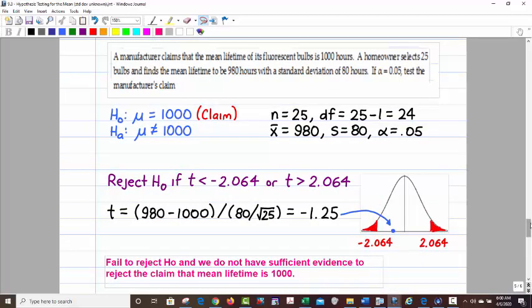All right, so here's another two-tailed one. The manufacturer claims the mean lifetime of its fluorescent bulbs is 1,000 hours. A homeowner selects 25 of these bulbs and finds the mean lifetime to be 980 hours with a standard deviation of 80. If alpha equals 0.05, test the manufacturer's claim. And so it's going to be equal, not equal. 1,000. N is 25. Degrees of freedom would be 24. X bar, the sample mean, is 980. Standard deviation 80. Alpha is 0.05. So that's two-tailed, 0.05, 24 degrees of freedom.